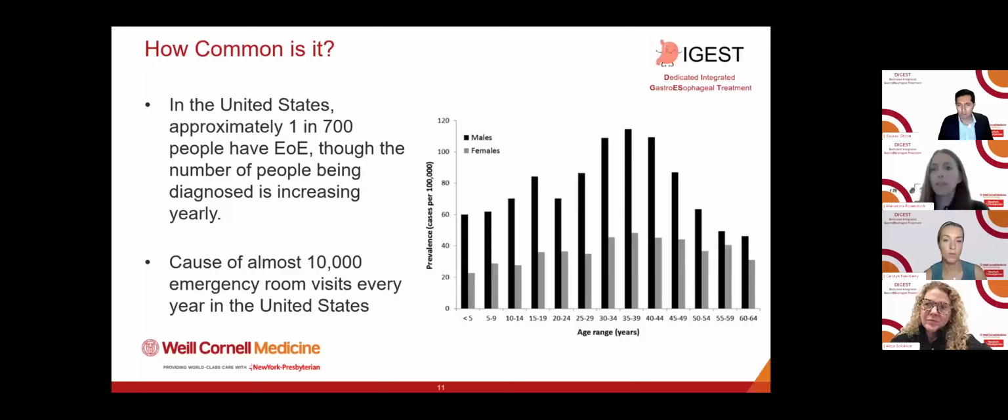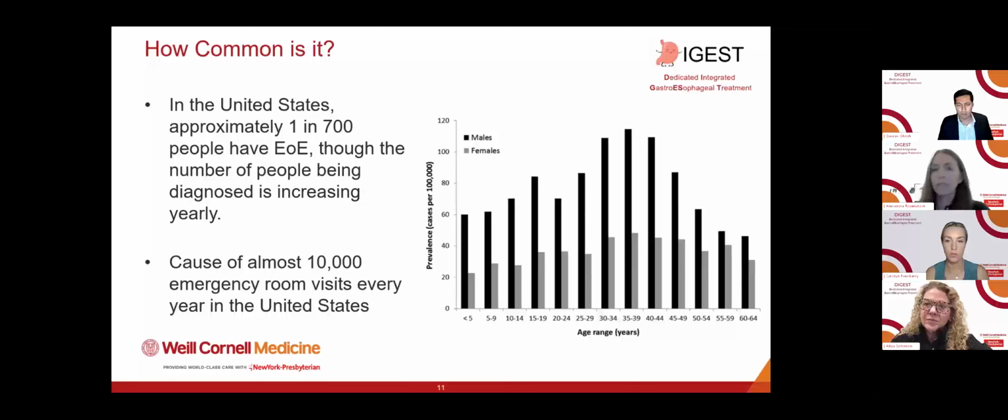On the right here, we're seeing a little bit about the age breakdown and the gender breakdown of EOE. You can see the black bars are higher in general than the gray bars, suggesting that this is more often affecting men than women, but all of us have plenty of patients who are women who have this condition. The disease tends to skew a little bit younger. You can see that the peak is kind of there in the 30s.